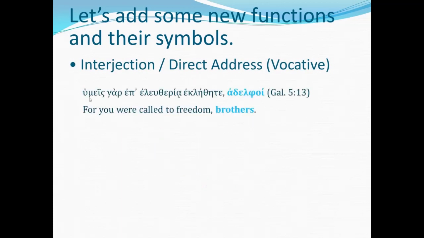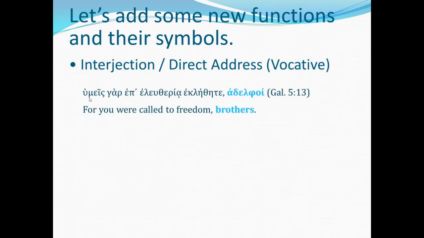The verse we just looked at in Galatians 5 has a direct address element at the end of the clause. For you were called to liberty, brothers. So Paul is directly addressing his readers as brethren. You could put that word brothers right at the beginning of the sentence. For brothers, you were called to liberty. More often, the vocative will be near the beginning of the sentence, but in this particular instance, it comes at the end.